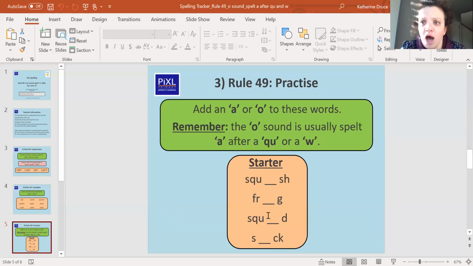So I'm going to read out a word today, and you're going to decide if you're going to put an A or an O to make the O sound. Remember, the O sound is usually spelled A after a QU or a W. So the first word you're going to do is squash. Then you're going to do frog, squad, and sock. So pause the screen now and have a go at writing those four words, deciding if it's going to be an A or an O. Pause the screen, off you go.